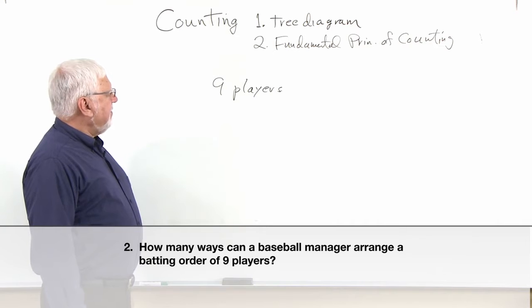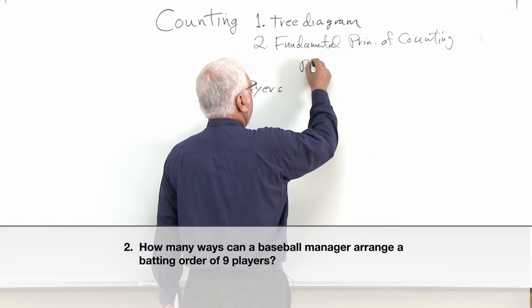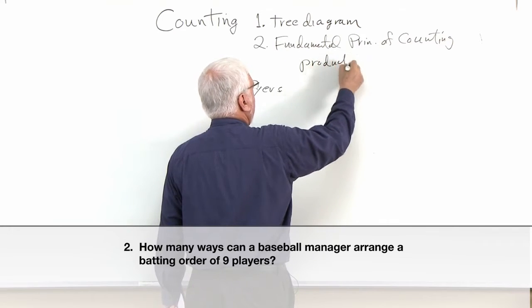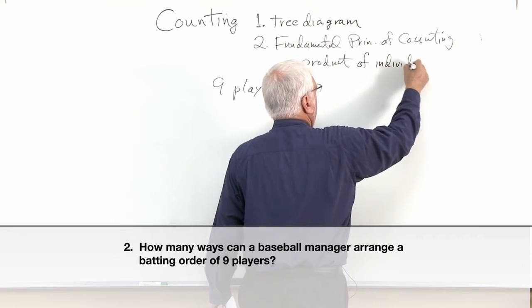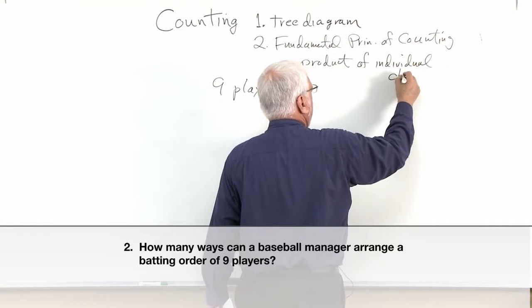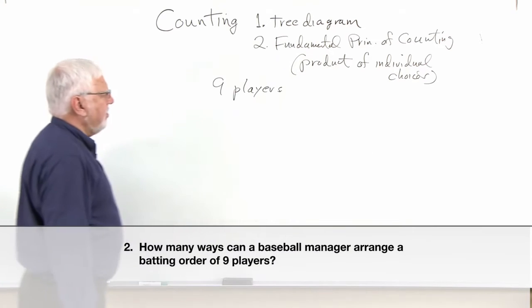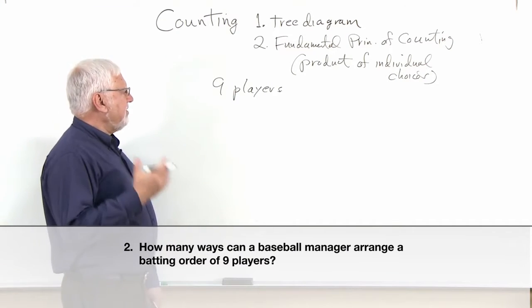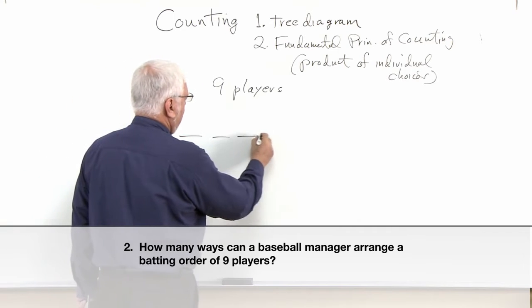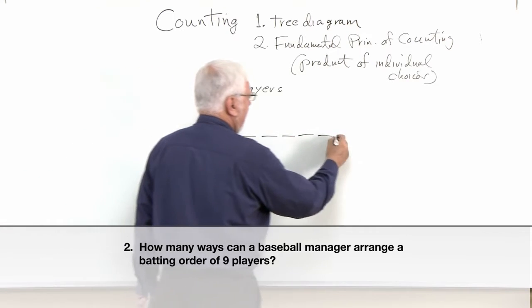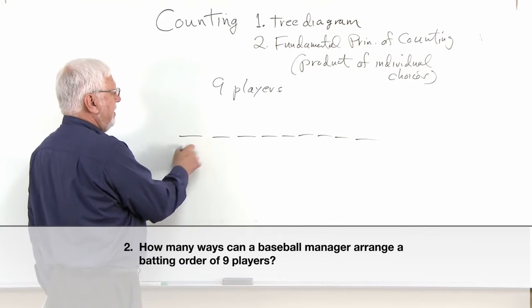Well, let's see. The fundamental principle of counting says it's a product, and product means multiply, of individual choices. Product of individual choices. So let's see. The manager has to decide who's going to be first, right? So he's going to have to make how many decisions? 9 decisions.